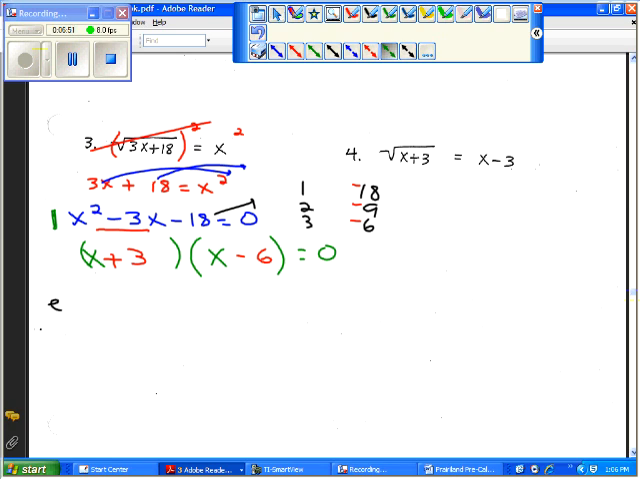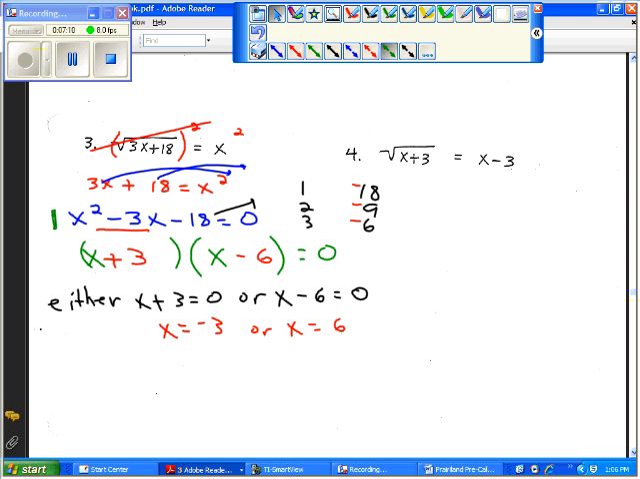So now we set each factor equal to 0, so we say either x plus 3 equals 0 or x minus 6 equals 0. And so here we would get x equal negative 3, and here we would get x equal 6.